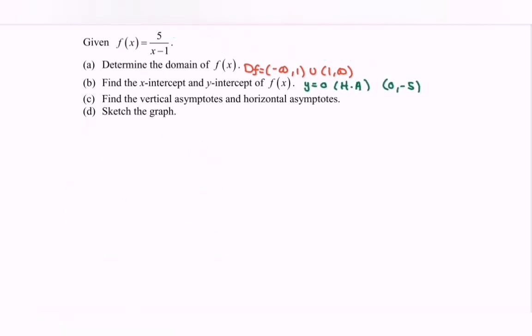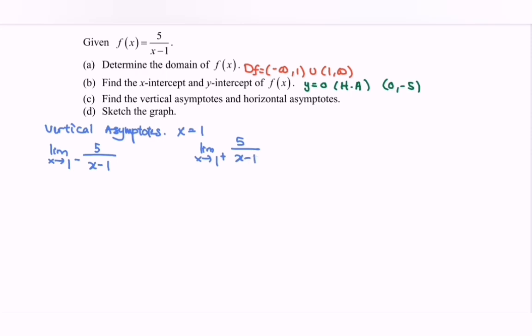Next, continue. Find the vertical asymptote and horizontal asymptote. So here we have the vertical asymptote. By referring to the domain, here we have the situation x is equal to 1 is a vertical asymptote. We need to determine the behavior for the vertical asymptote as approaching from the left and also from the right. So limit when x approaching 1 from the left for the function 5 over x minus 1. Limit when x approaching 1 from the right for the function 5 over x minus 1.